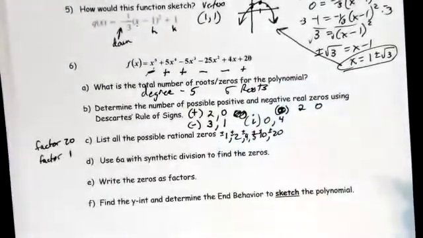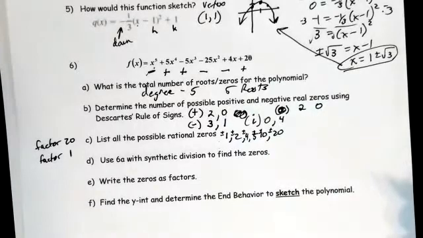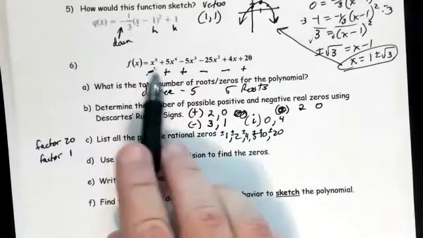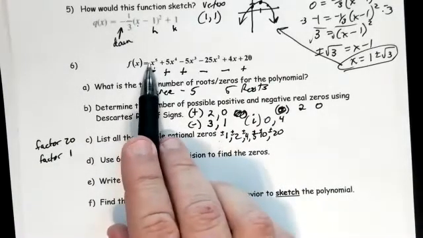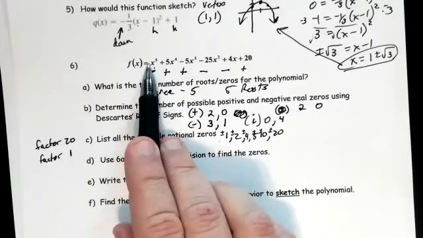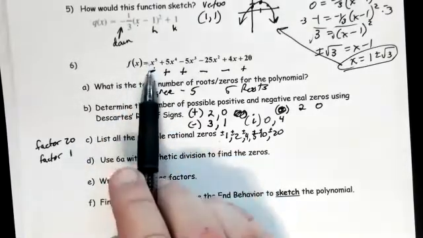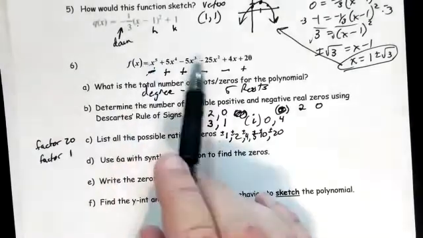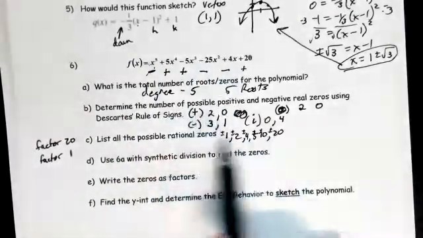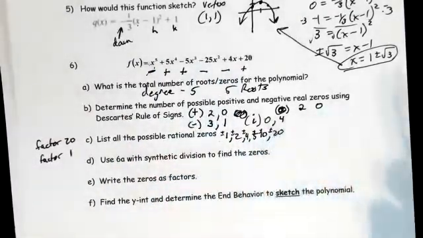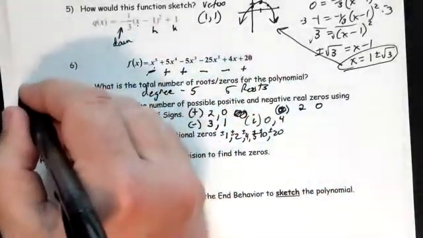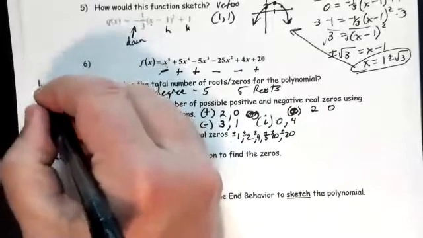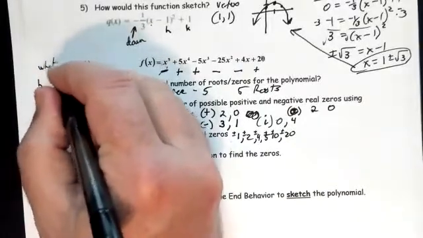So those are my possible factors. Now, if there was a number out in front of the x to the 5th, I'd have to find the factors of those besides 1. And then each of those factors has to go under the factors of 20.